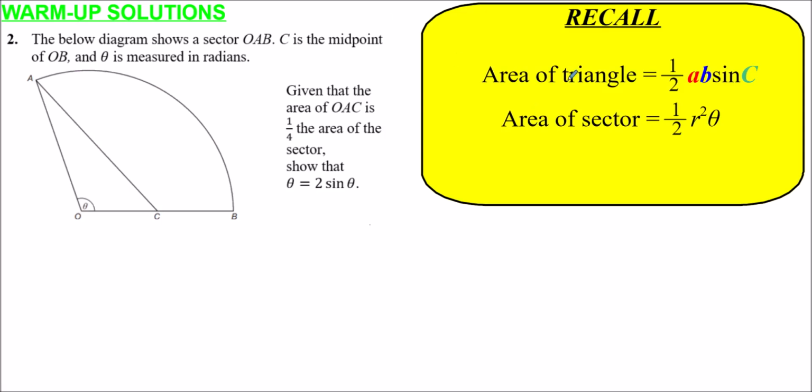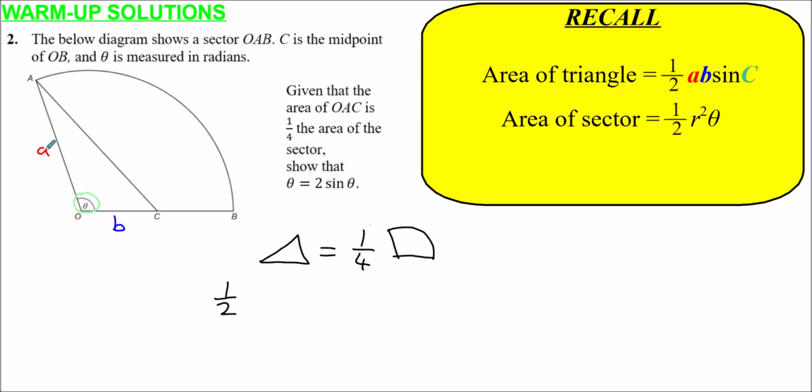So the area of a triangle, AOC, is half times one side times the other. So I'll call this side A, that one B, and then sine C, that's just going to be theta essentially. And so just take what it says here. The triangle AOC is a quarter of the area of the sector. So I just do triangle equals quarter sector. So the triangle is half AB sine C.